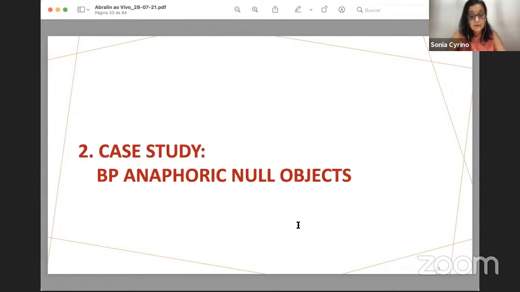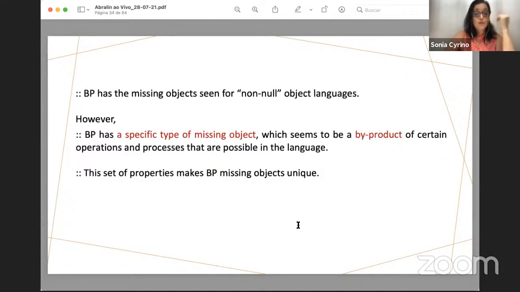So this is what I do, and what I've been doing for a long time: looking at the Brazilian Portuguese anaphoric null objects. As we have seen before, Brazilian Portuguese has the missing objects seen for non-null object languages, for example, arbitrary pro or cognate null objects. This is common also in Brazilian Portuguese. But Brazilian Portuguese also has a specific type of missing object, which seems to be a byproduct of certain operations and processes that are possible in the language. And this set of properties is what makes Brazilian Portuguese null objects unique.